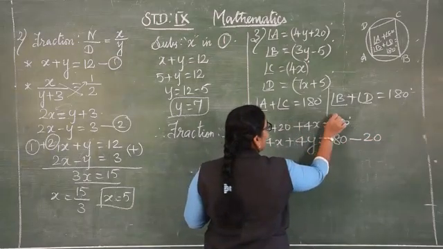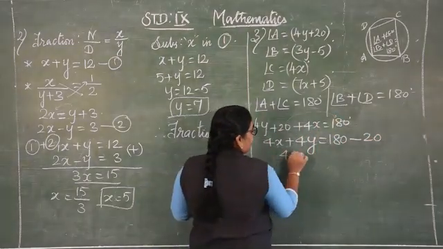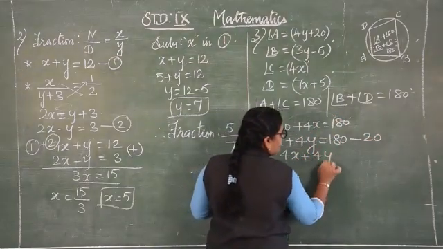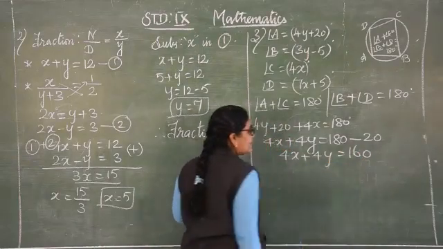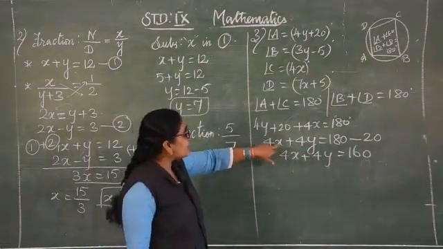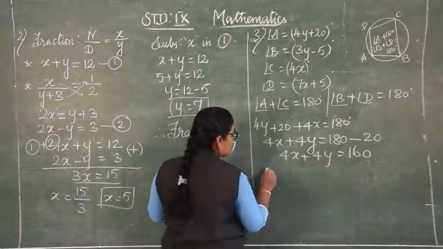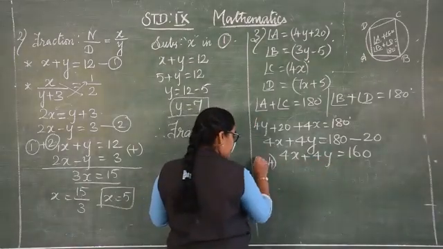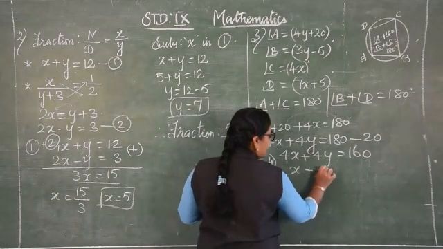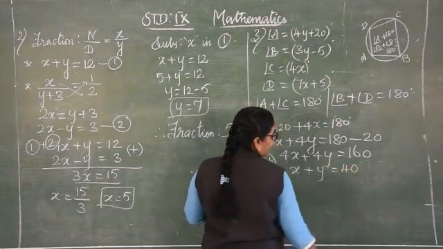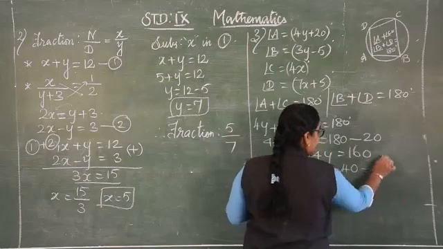This 20 we bring that side. So 4x plus 4y is equal to 160 degrees. All the degrees, I haven't mentioned, at last we will mention. All the terms will be divisible by 4. So x plus y is equal to 40 degrees. This will be your first equation.